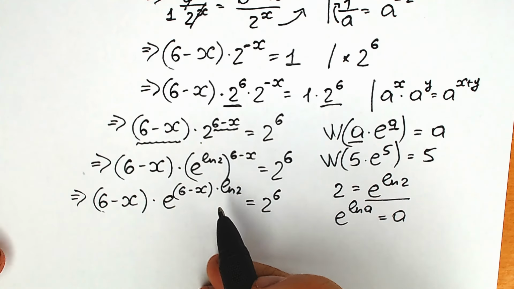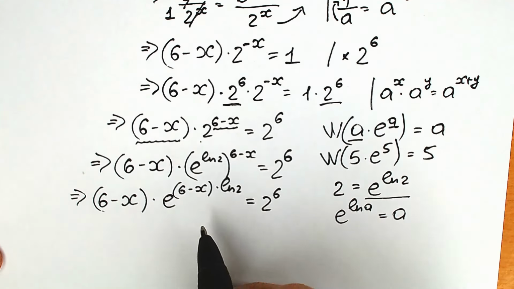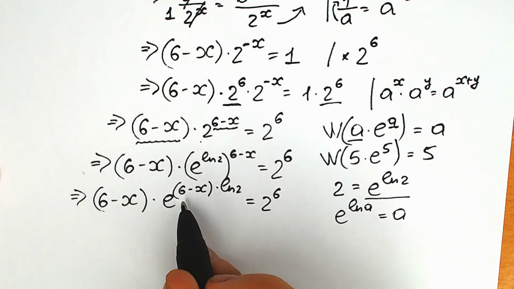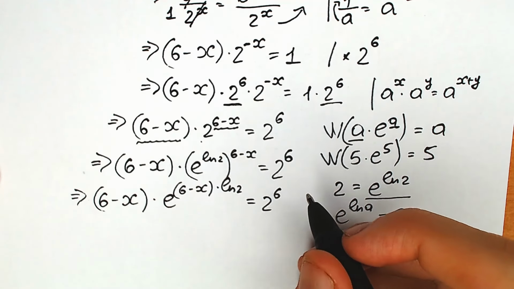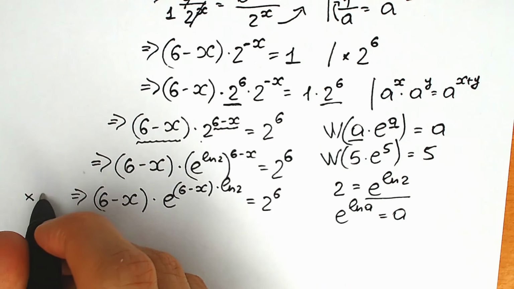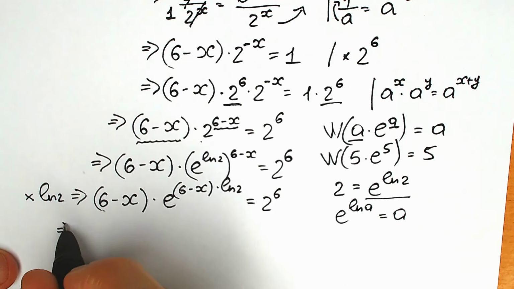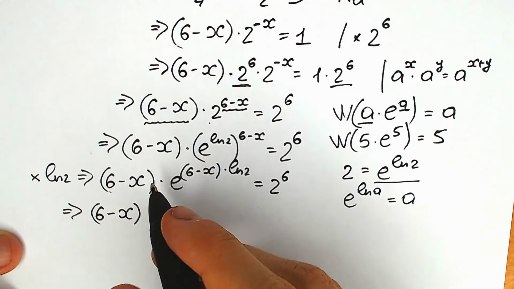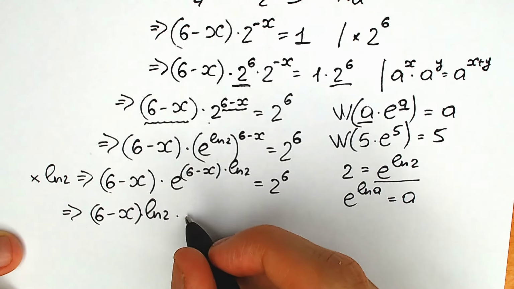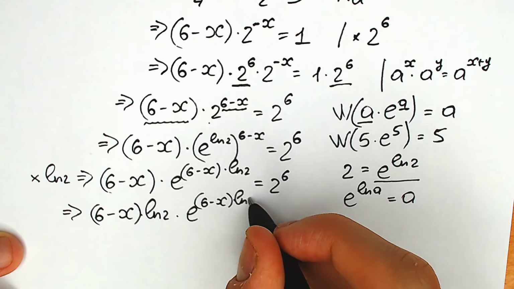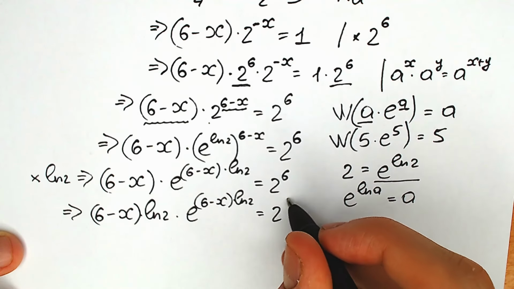So the last step we need to do, we need to multiply both sides by natural log 2, because these are not the same powers, not the same expression. We need to have a right here and a right here, but we have 6 minus x, and we have 6 minus x times natural log 2, so it's not the same expression. So the last thing we're going to do, we're going to multiply both sides by natural log 2, and then just look at it. We have 6 minus x times natural log 2, I'm going to write it on the second position, natural log 2, times this one, e to the power 6 minus x times natural log 2, and equal to 2 to the power 6 times natural log 2.